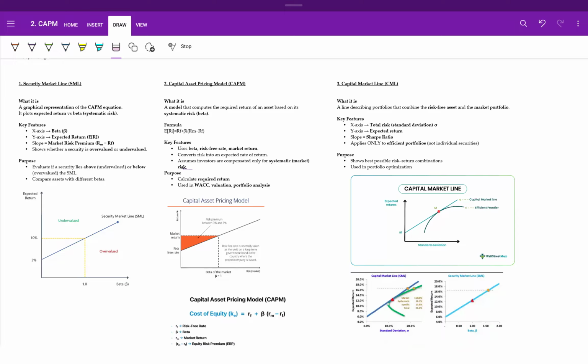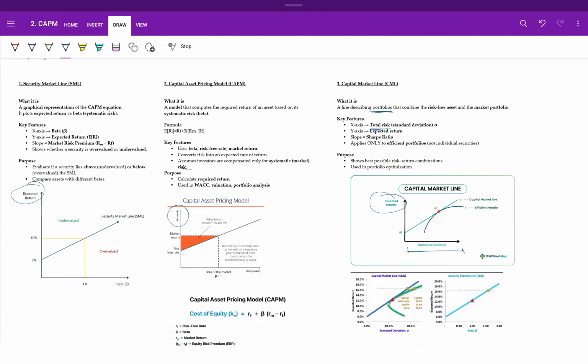Okay, let's talk about the capital market line, CML. The CML is a line describing portfolios. When we discuss portfolios, we talk about the capital market line. And again, the x-axis here does not represent only beta. It represents the total risk, which is the standard deviation, and y is the expected return here also.